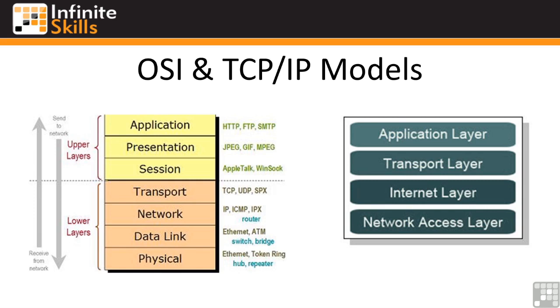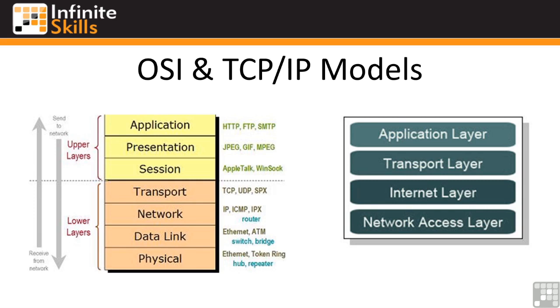And to the right-hand side of the names of the different layers, you'll see examples of those particular layers. So at the physical layer, something would be, for example, Ethernet or token ring, and those are protocols. Also, a hub or a repeater or a network interface card would be considered something at the physical layer. At the data link layer, again, we're talking about Ethernet, a different component of Ethernet. We're also talking about ATM, and switches and bridges also exist at the data link layer. In other words, they operate at layer 2.